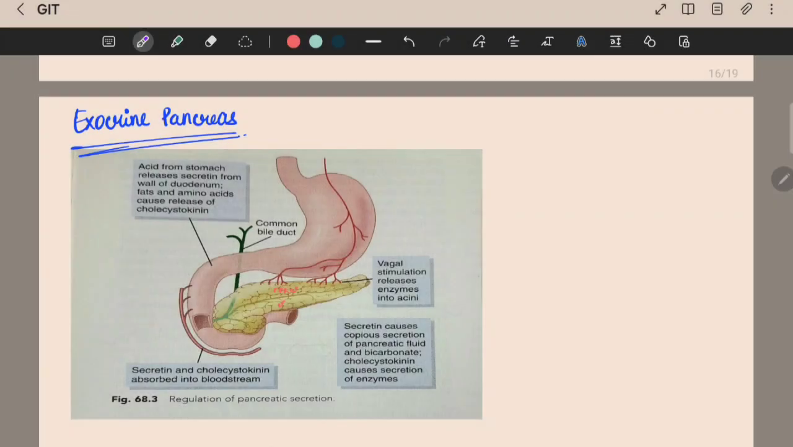Thank you. Saptarshi Biswas from Murshidabad Medical College, and today we will be discussing the exocrine pancreas. We had discussed the associated glands of the digestive system, where we talked about the salivary glands. Next we are discussing the exocrine pancreas, and then we have the liver.